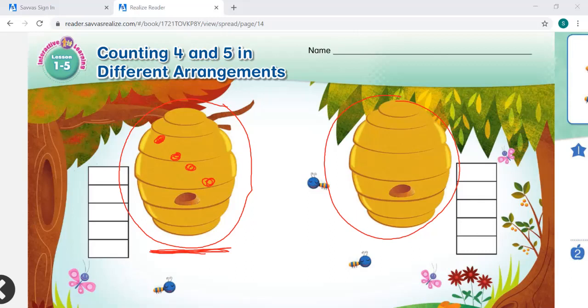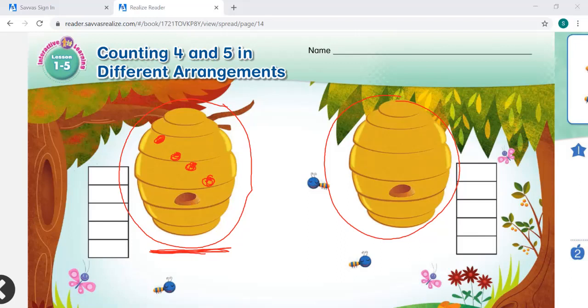So there's 4 counters. How many bees are in the hive? Remember, I said that each of these counters represents a bee. So how many bees are in the hive? 4, correct. How do you know? Well, there's 4 counters, so that means there are 4 bees in this hive, right?